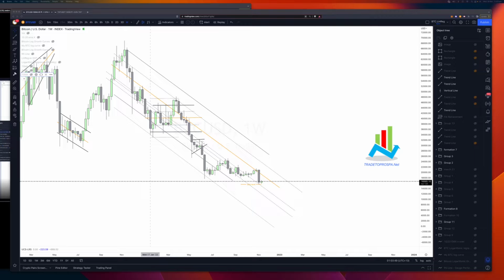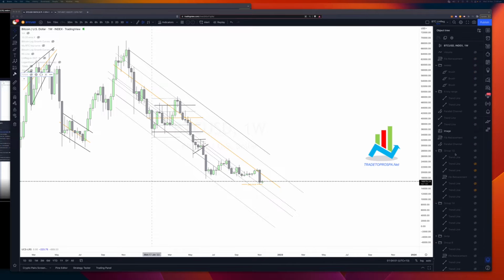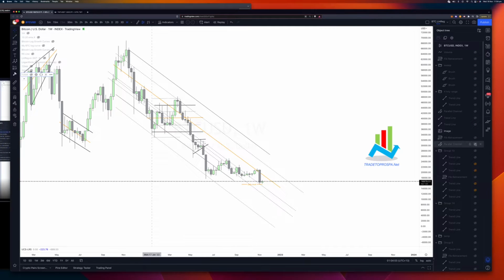And let's see what the charts look like. So I've got this channel, as you can see. Now what we're going to do is look on the weekly and then the daily and then the smaller time frame. So what I prepared here was this.